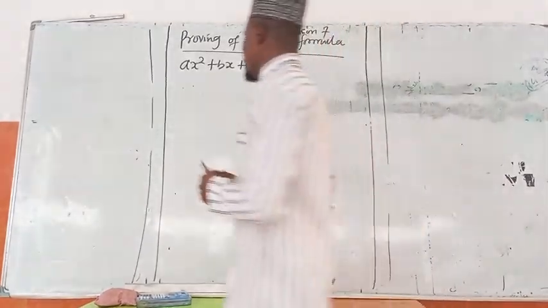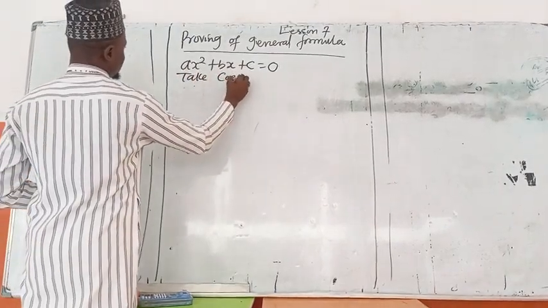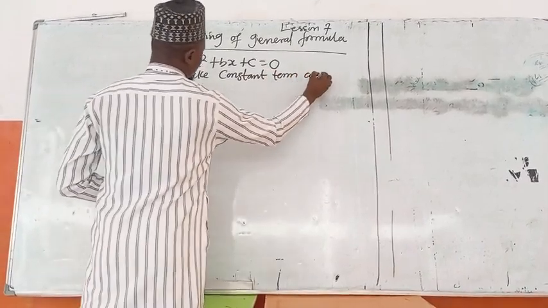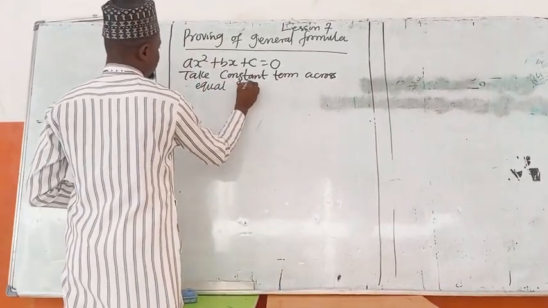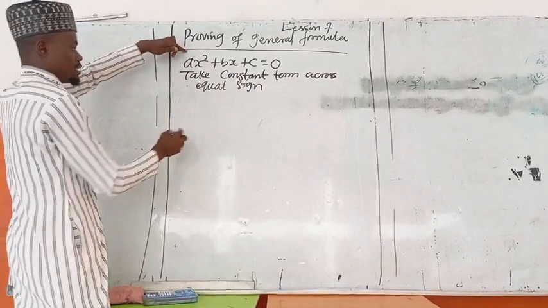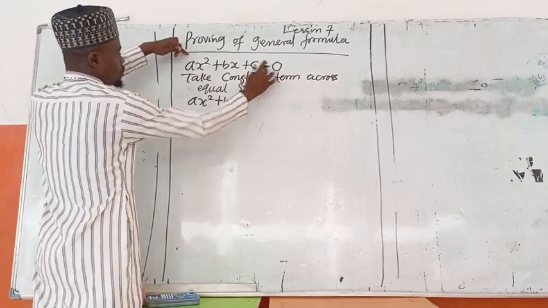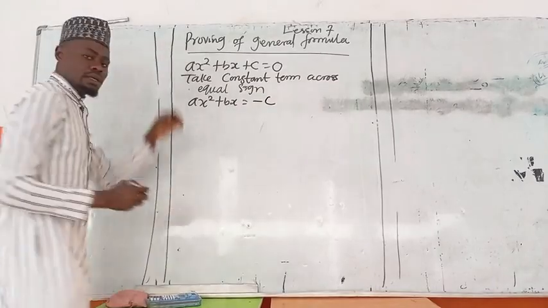Let's get started. The first statement is take the constant term across the equal sign. Then if I do that, I will have ax squared plus bx is equal to, sorry, the 0 is nothing, this is c. Take it across, it becomes minus c. This is the first step.